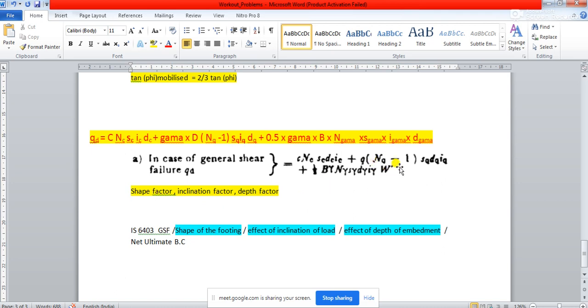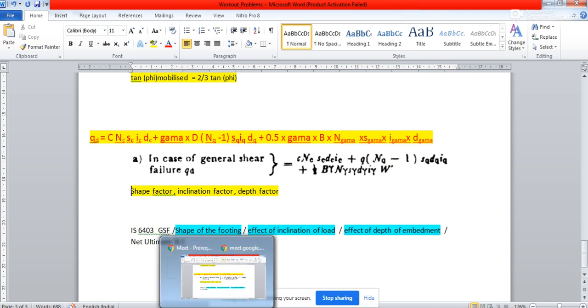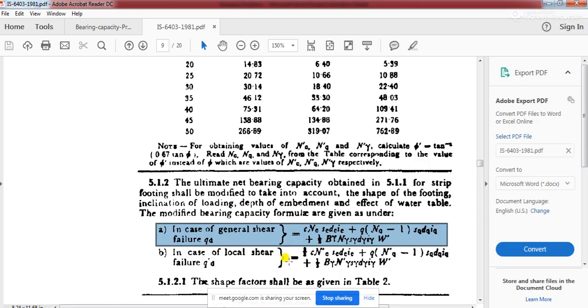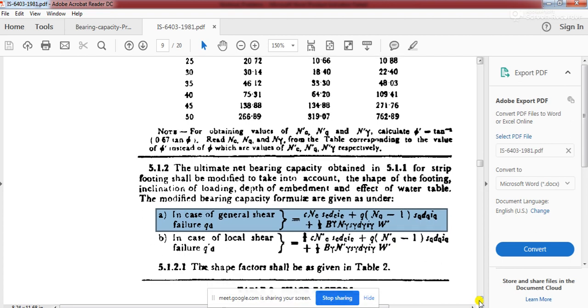Now forget about this W dash. Actually, let's not forget, let's take it into account. So what is this W dash? This W dash is nothing but the water table correction factor. If you go to the Indian Standard Code, it defines it somewhere. Here it is said: effect of water table.